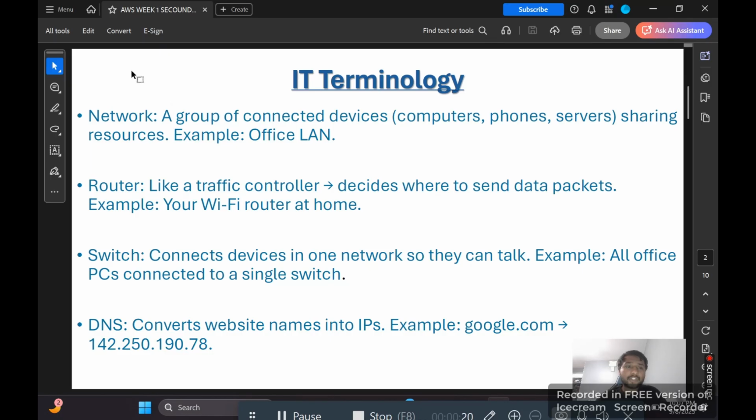So today we are learning about IT terminology. There are mainly four types of IT terminology. First is network, second is router, third is switch, and fourth is DNS.